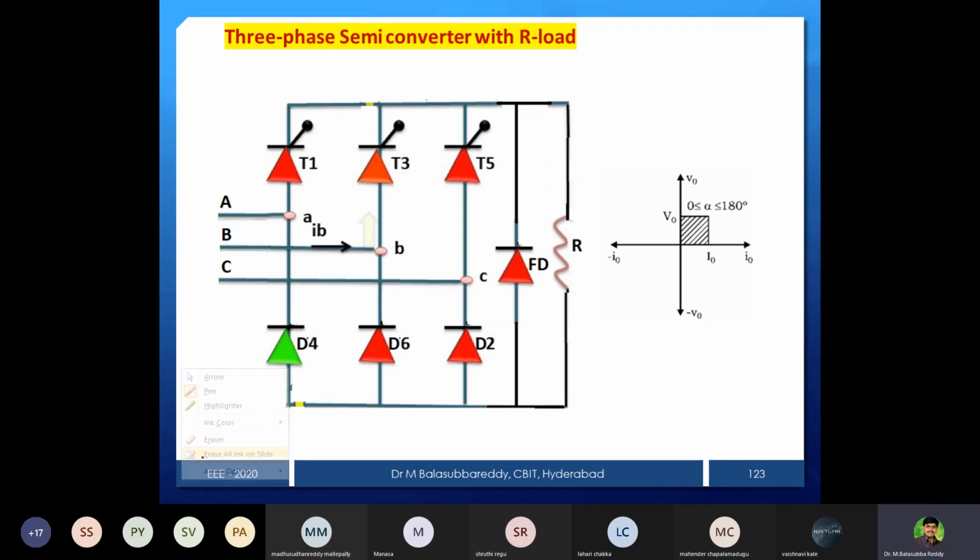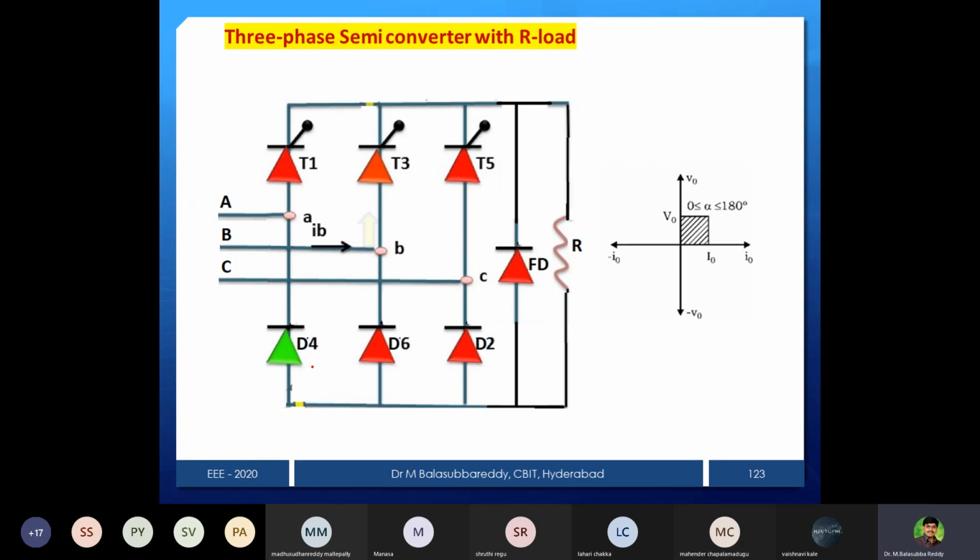Similarly, suppose the freewheeling diode is conducting, then what will happen? If this diode is conducting, it is parallel to the load, so automatically it is a short circuit to the load terminal. Then your output voltage will be 0. If FD is conducting, your output voltage is 0. Like this, we can identify and shade your output line to line voltages on the load side.